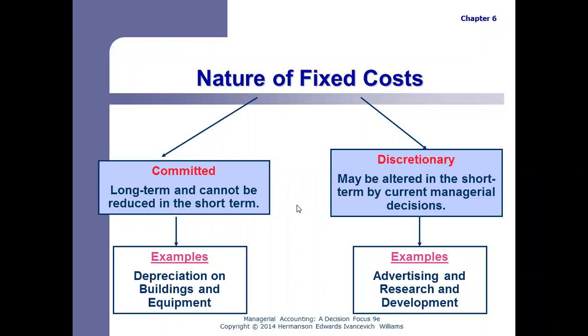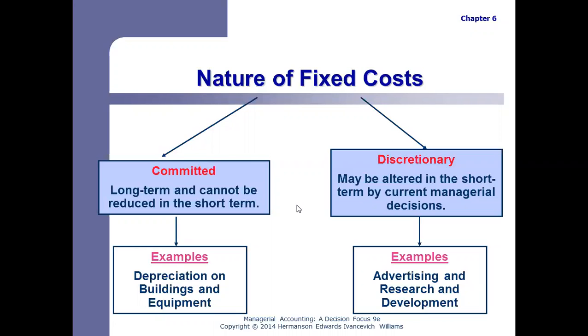So for example, depreciation on a building. The building is there, okay, and it's going to depreciate. Nothing we can do. There's no decision that we can make that's going to make that depreciation go away. I guess other than just destroying the building, but for all practical purposes, these are costs that you can't change, you can't decide to get rid of.